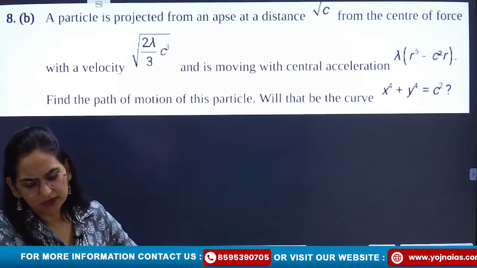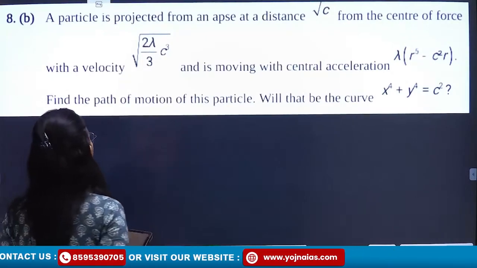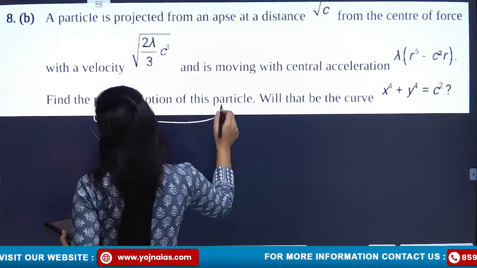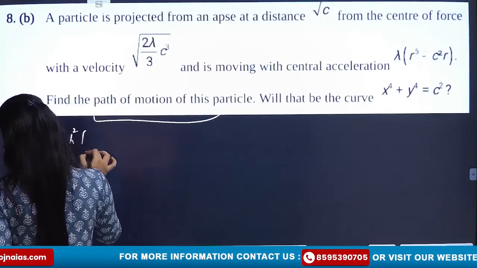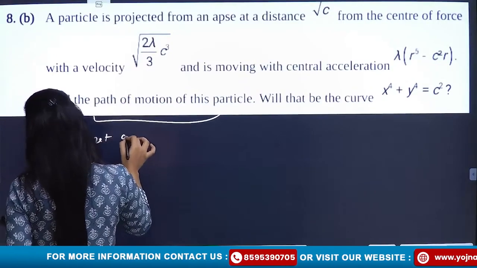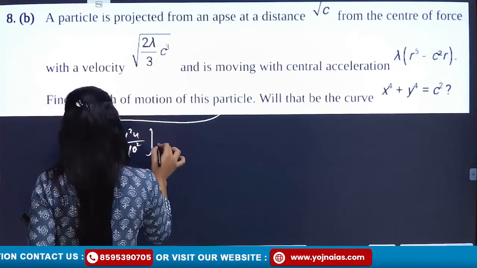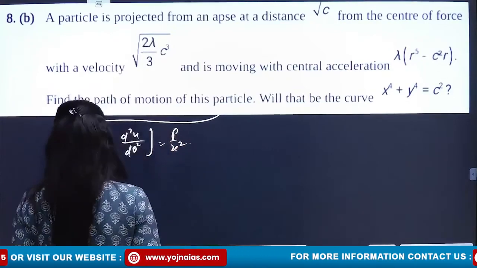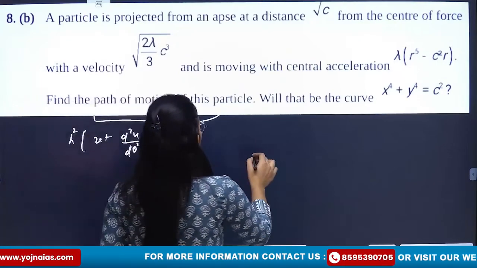Differential equation of the path. First we write that we require the path of motion, which is h square plus b square by b square. Path equation of the path of motion, and we have p. What is p here? P is central acceleration.